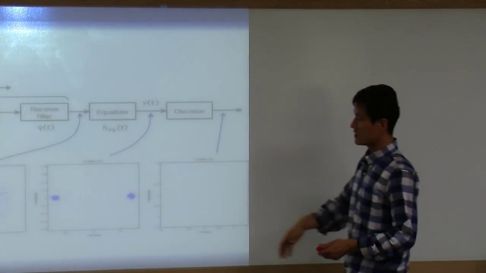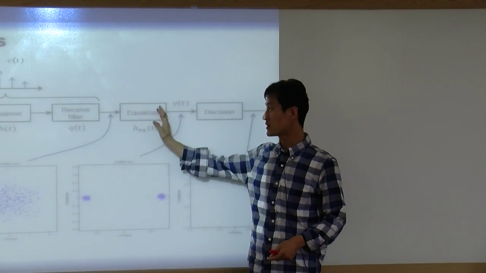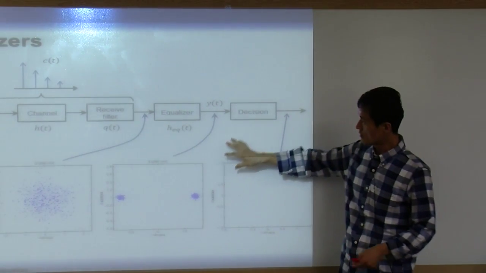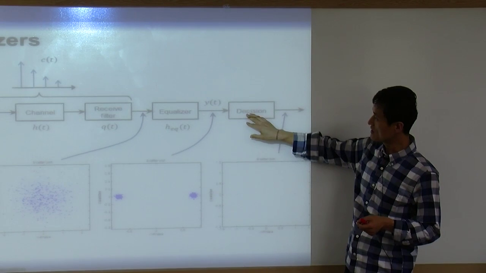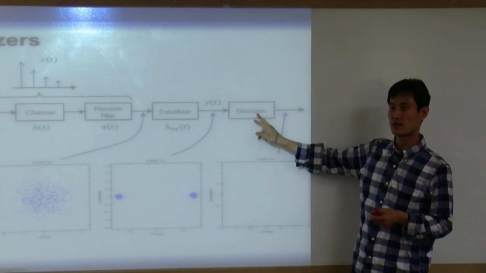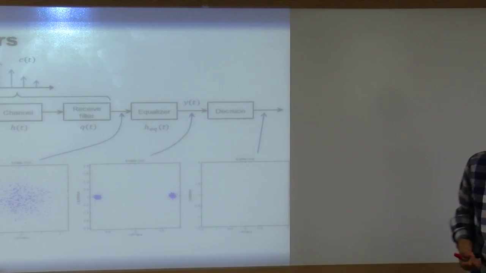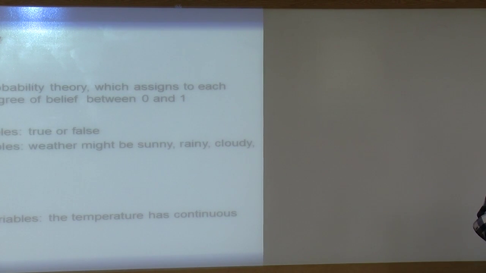We receive this kind of symbol after the equalizer. Now, as a last step, we need to make a decision. So how do you make a decision? What's happening inside this decision block? That's what we are going to look at. So how do you make a decision?